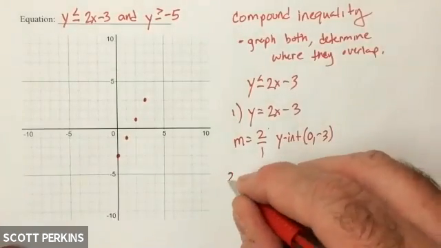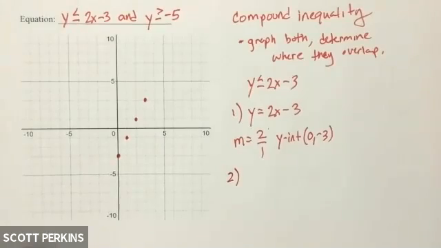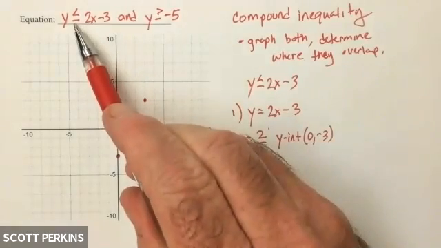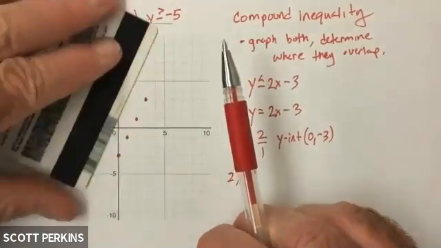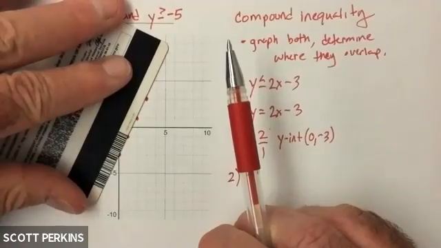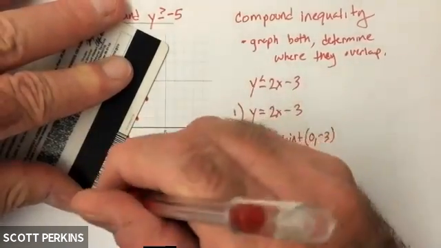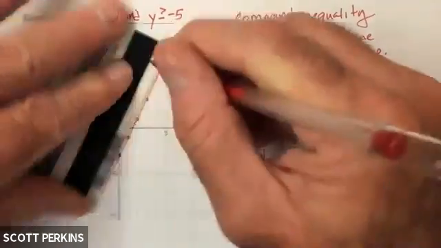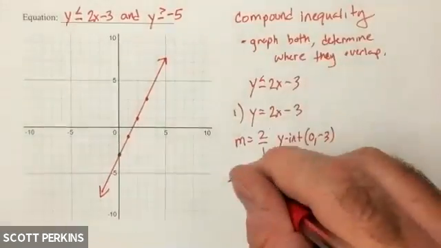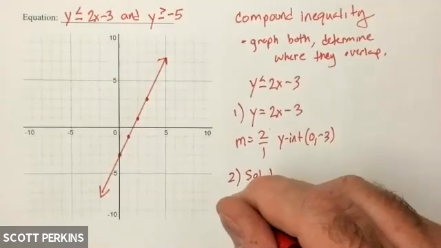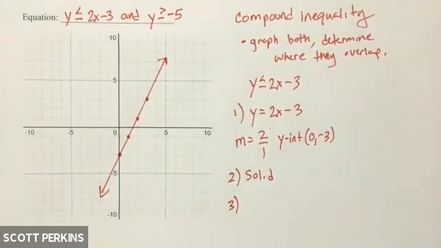Step 2. Am I going to connect those dots with a solid or a dotted line? It's solid because of the equal bar in my original problem. So I'm going to use a solid line. Now I am going to pick a test point, and I'm going to see which way I shade.